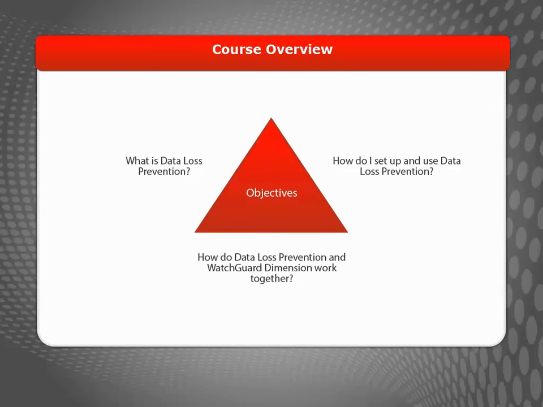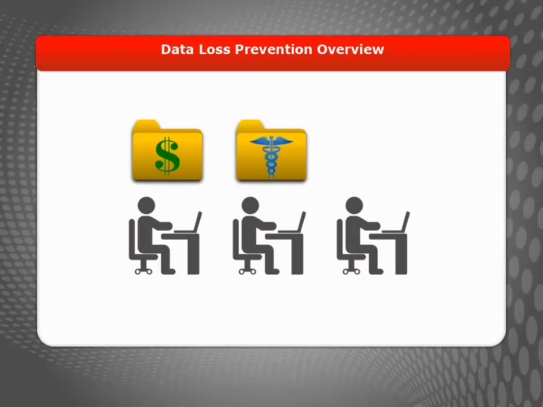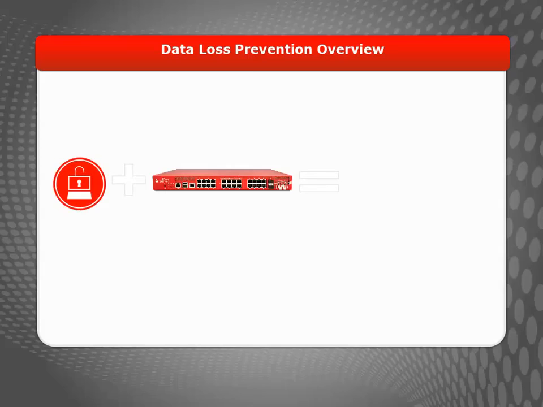on your network. Some network users, based on their job roles, may require access to sensitive information, such as financial data, healthcare records, employee information, and so forth. Data Loss Prevention, or DLP, is a subscription service from Watchguard that gives you the ability to protect sensitive data in real time while still allowing everyone else to do their jobs.